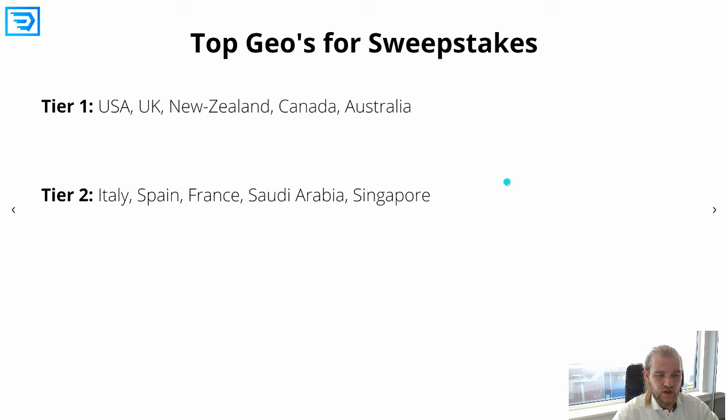Tier 2, let's look at tier 2. In tier 2, we have a lot of upcoming European countries like Italy, Spain, and France, which are good for sweepstakes at the moment. Saudi Arabia is also upcoming, just like Singapore, and those are very good geos for your sweepstakes push campaign as well. So that's tier 2, and tier 2 is basically in between tier 1 and tier 3, obviously. The traffic is cheaper than tier 1 but more expensive than tier 3, and the quality, same thing. Quality is less than tier 1 but better than tier 3, and the GDP is also around the middle between tier 1 and tier 3.